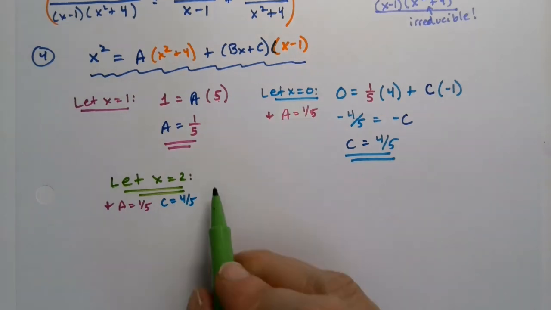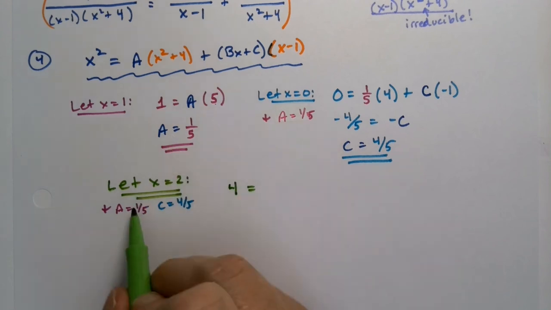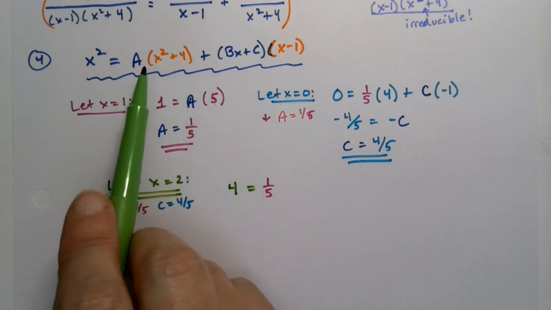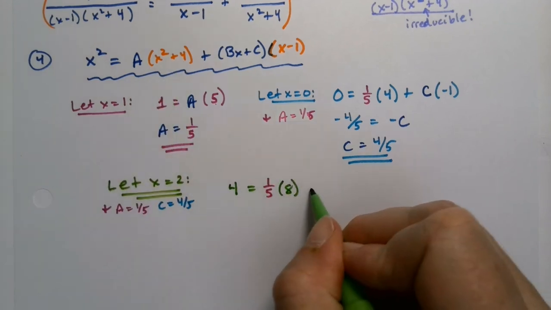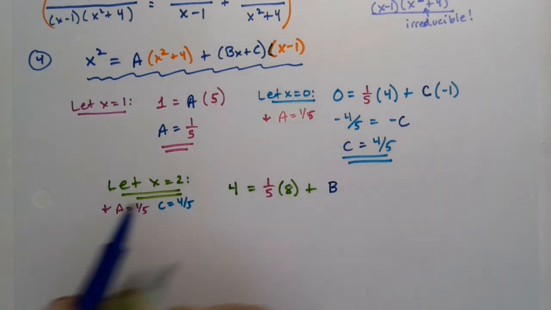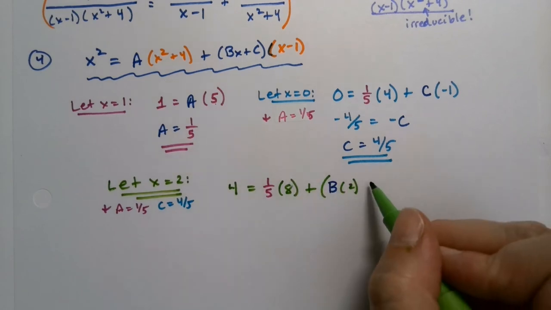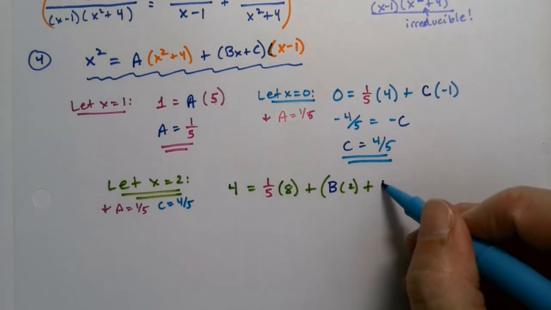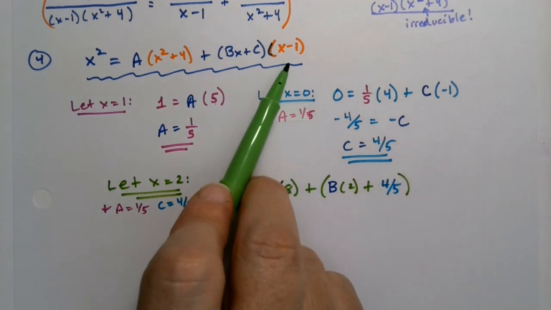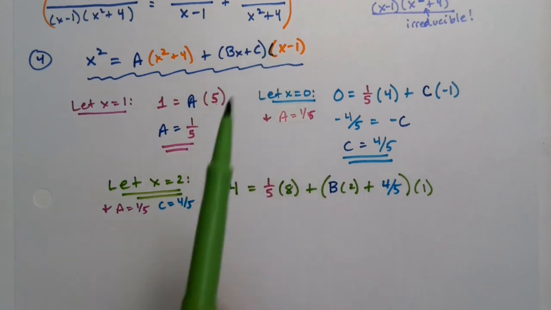Right? We know those pieces, so we're going to use all of them. Okay, so over here, 2 squared, which is 4, equals 1/5. 2 squared plus 4 is 4 plus 4, which is 8. Plus, and then I'm going to have B times 2 plus C, which is 4/5. And then that's just going to be 1. So times 1. That's why we chose that number, because it makes something turn out nicely.